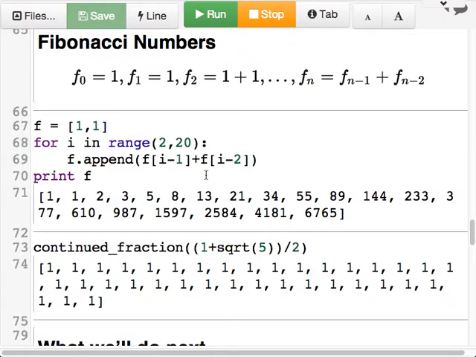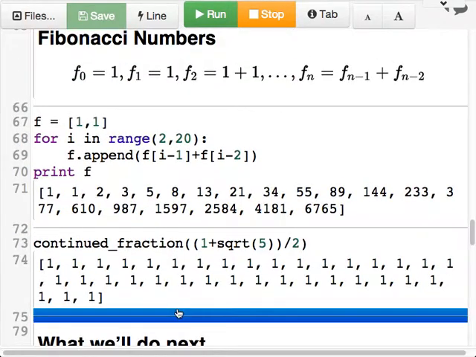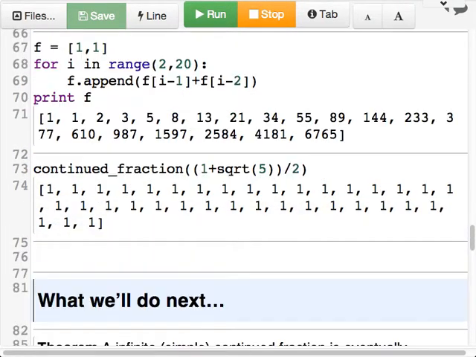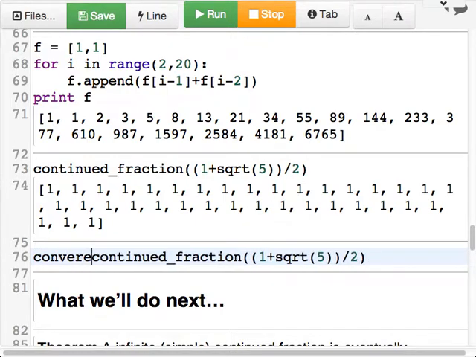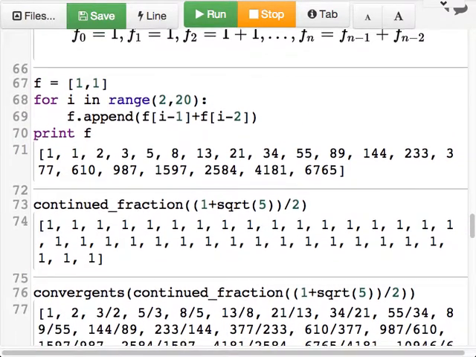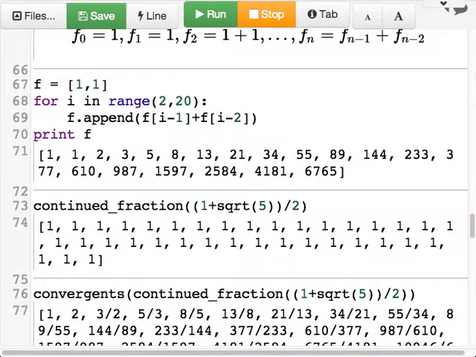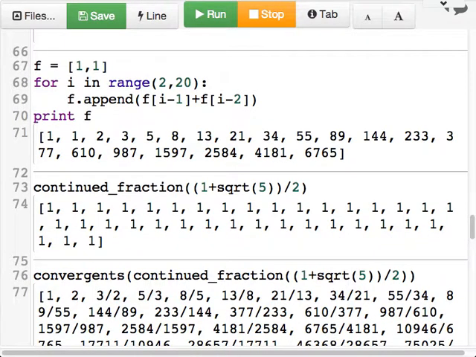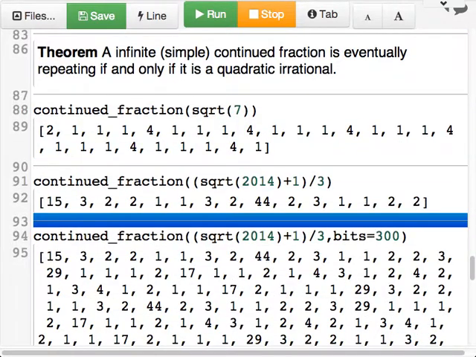Fibonacci numbers are related to continued fractions. I mentioned that before, but if you define the Fibonacci numbers so that the nth term is the sum of the previous two, then here are the first few Fibonacci numbers. Here's the continued fraction of 1 plus root 5 over 2, but now look at the convergents of this continued fraction. These numbers, the numerators, are exactly the Fibonacci numbers. Okay, let me show you.